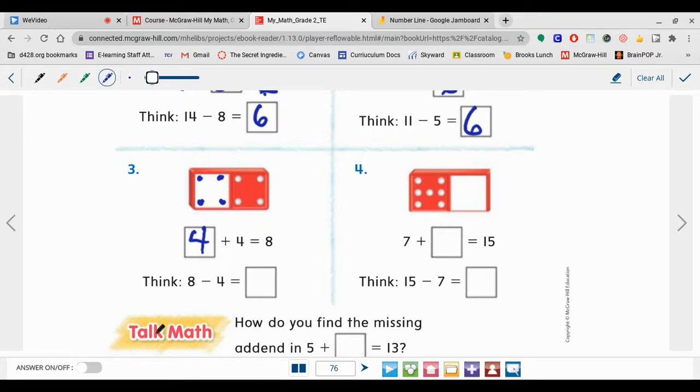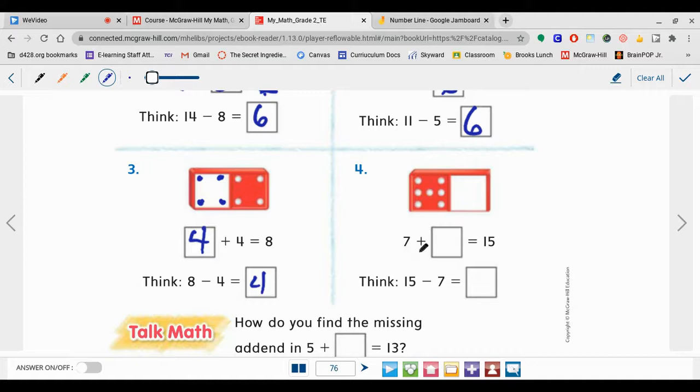We can think about that by turning this fact around. We're going to use the sum as the beginning number. We're going to use the addend they gave us, and we're going to subtract them. So 8 minus 4 equals, and I've got the same missing number, 4. 8 minus 4 equals 4.